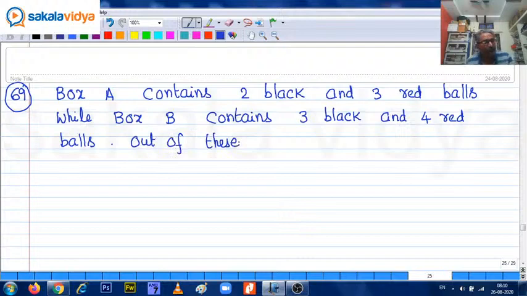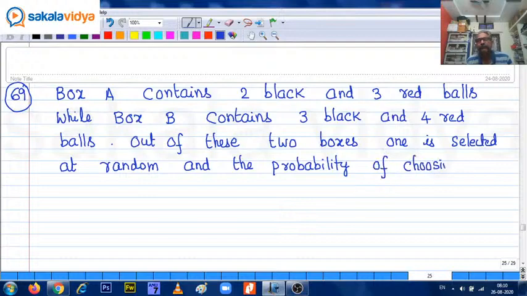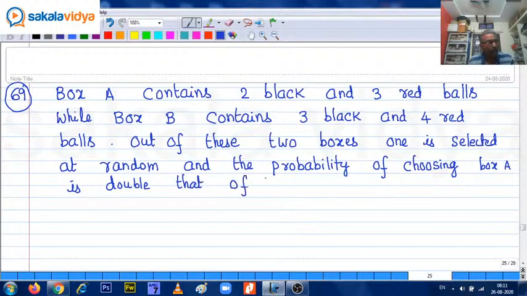Very lengthy question, but the answer is very simple. Out of these two boxes, one is selected at random. And the probability of choosing box A is double that of box B.